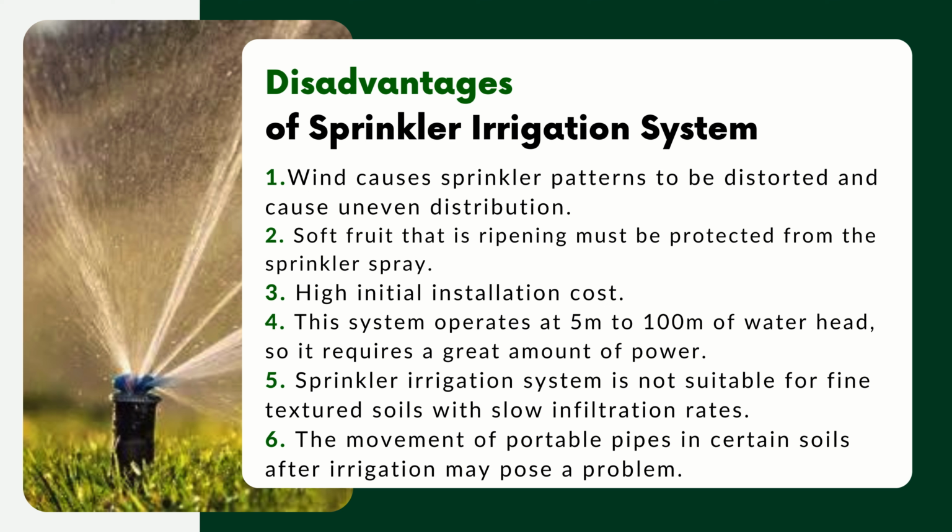Four, this system operates at 5 m to 100 m of water head, so it requires a great amount of power. Five, sprinkler irrigation system is not suitable for fine textured soils with slow infiltration. Six, the movement of portable pipes in certain soils after irrigation may pose a problem.